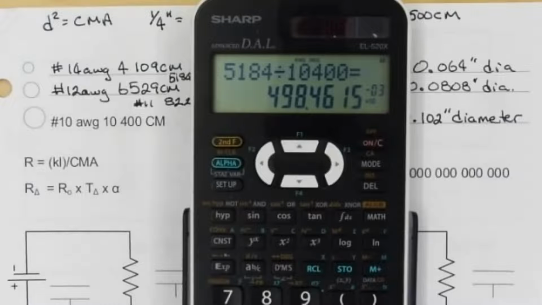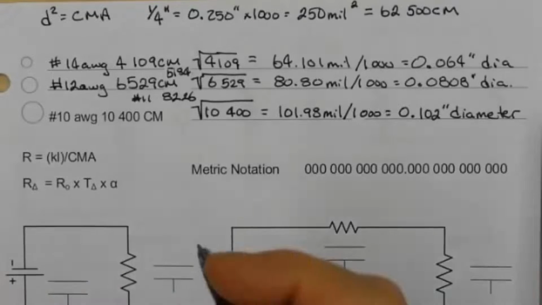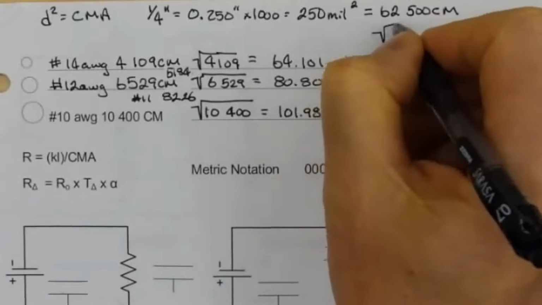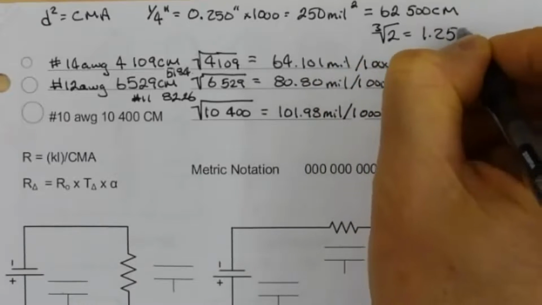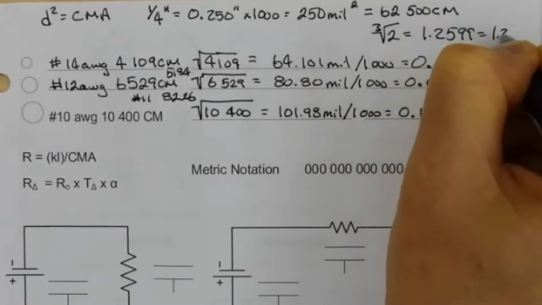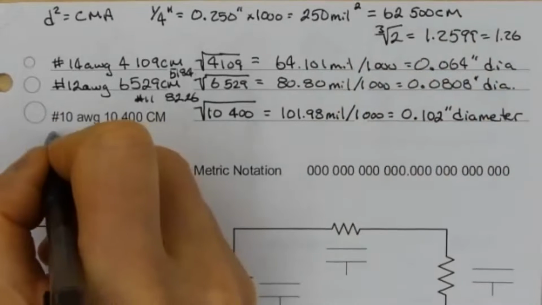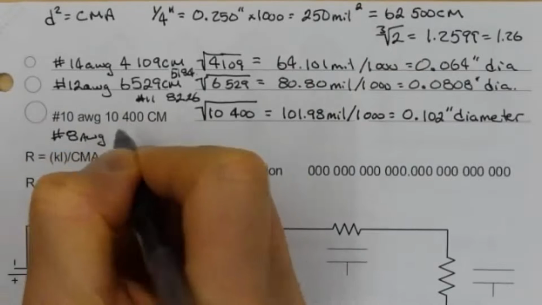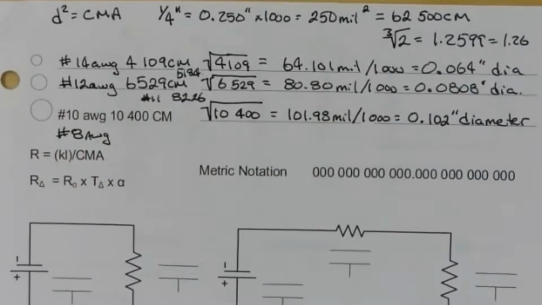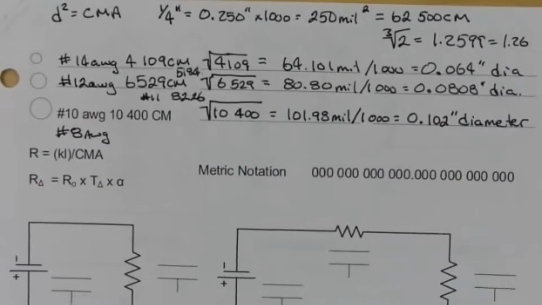Okay, you guys have it from first year. So I'm just going to put up here the cube root of 2 is equal to 1.2599, or 1.26, which is the step. So if we go to number 8, without looking at the chart, can you tell me what the CMA of that is?